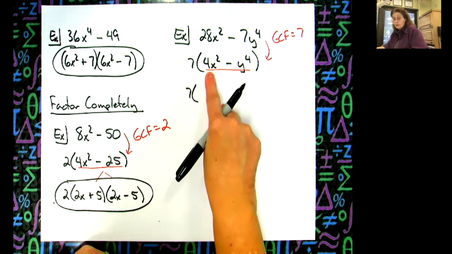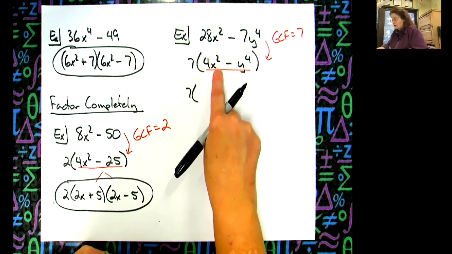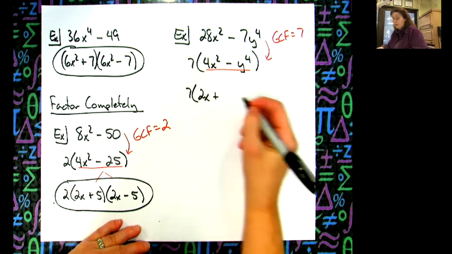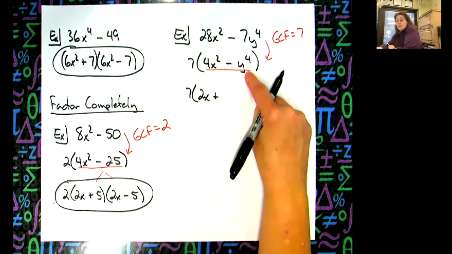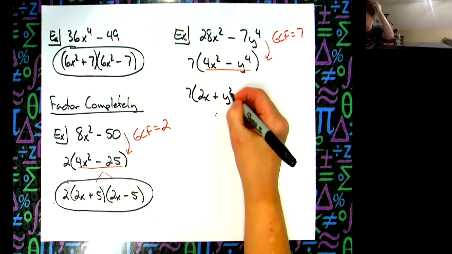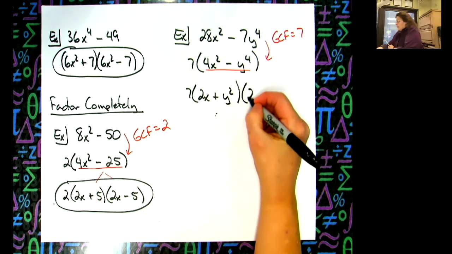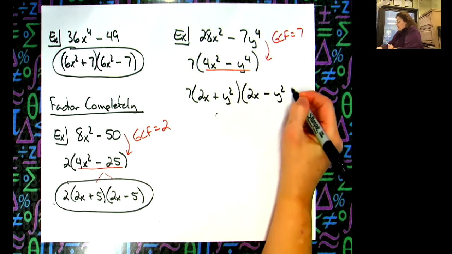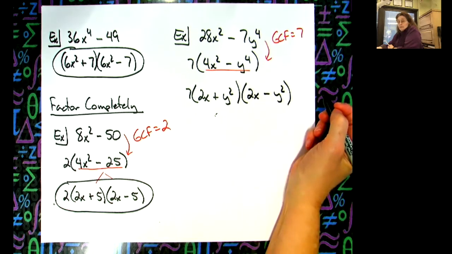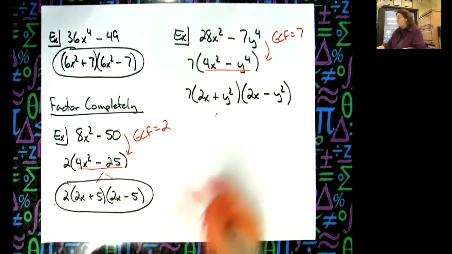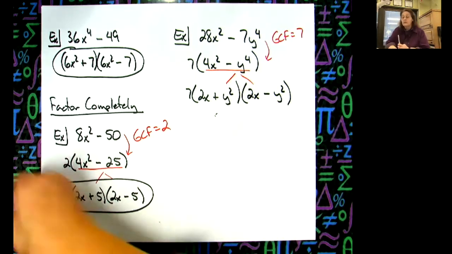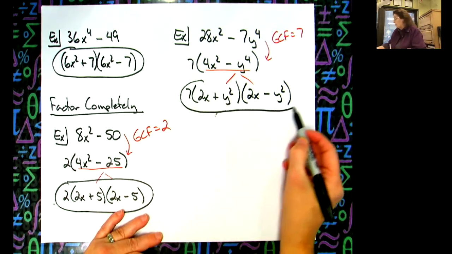I take the square root of the first one, which would be a 2x. I write it with a plus, and then I take the square root of y to the 4th. How did we do that? Square root of y to the fourth is y to the, someone say it. Second. So then I'll have a y to the second. And then write it again: 2x minus y to the second. So again, I'm just doing two different factoring techniques all in the same problem.